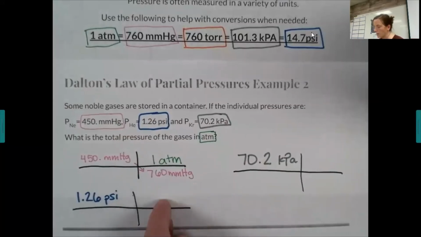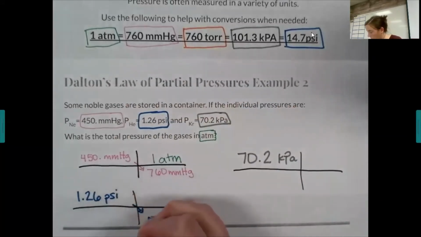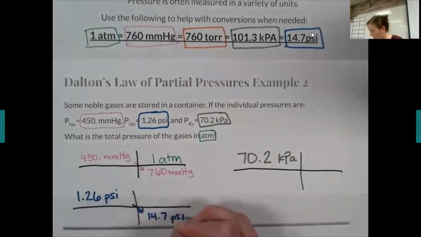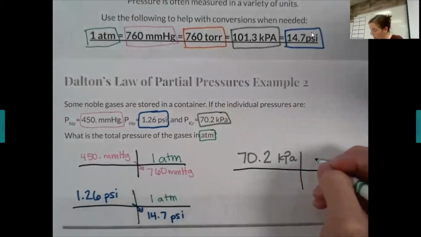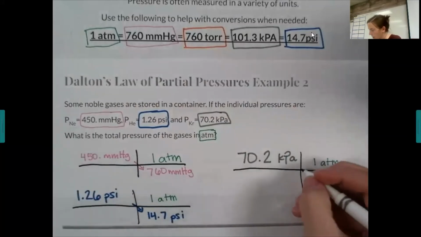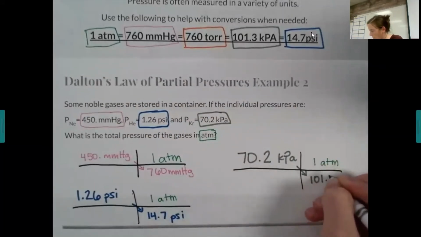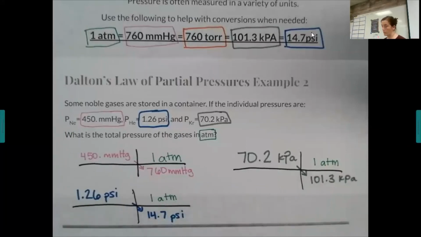Let's go ahead and finish these two. What number goes with PSI up at the top? 14.7. And then what number goes with atmospheres? 1, because we just did that. For this last one, if we're still looking for atmospheres, that means we're going to have 1 atmosphere up top. What number goes with kilopascals? 101.3. Now go ahead and put these all in the calculator: 1.26 times 1 divided by 14.7, 70.2 times 1 divided by 101.3.